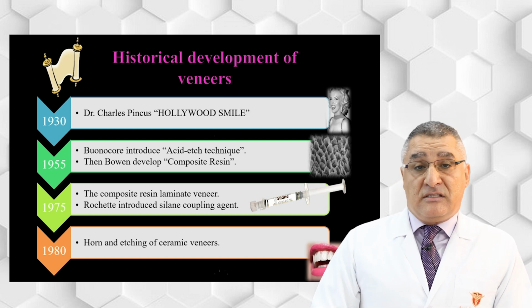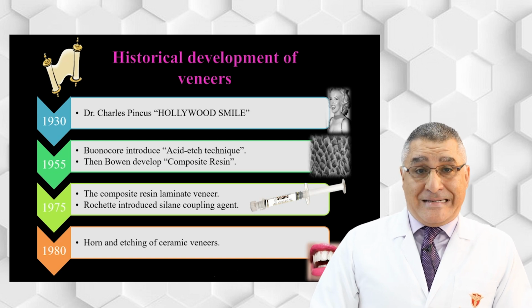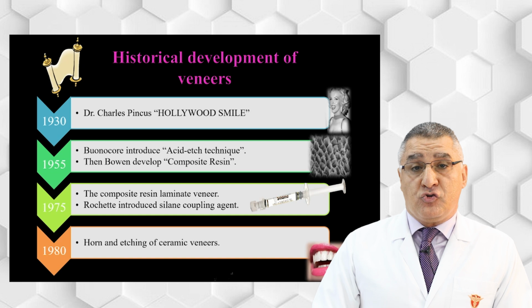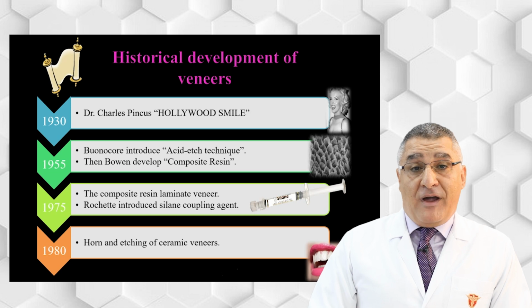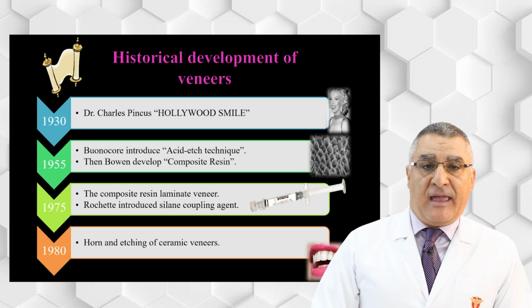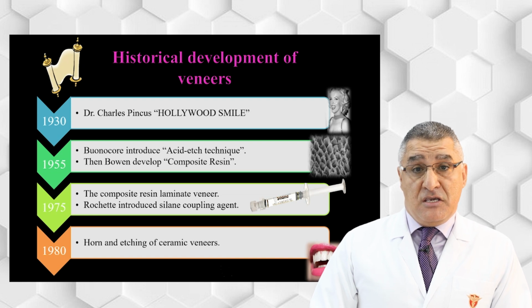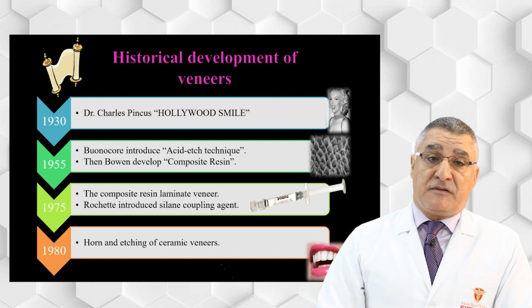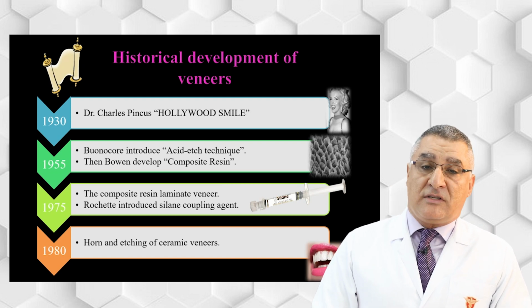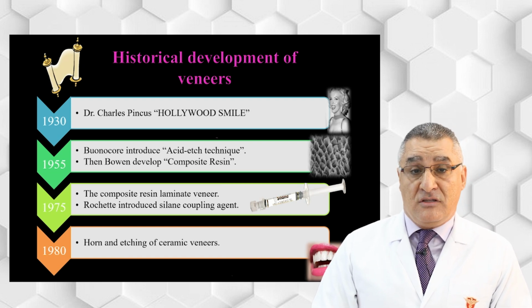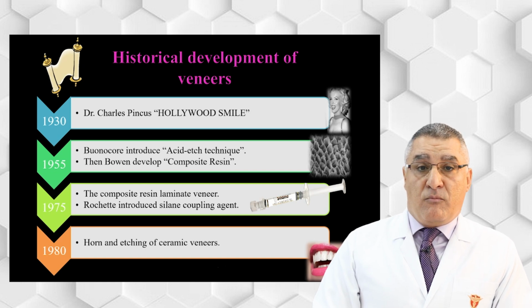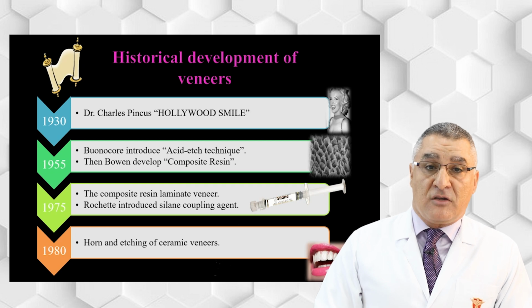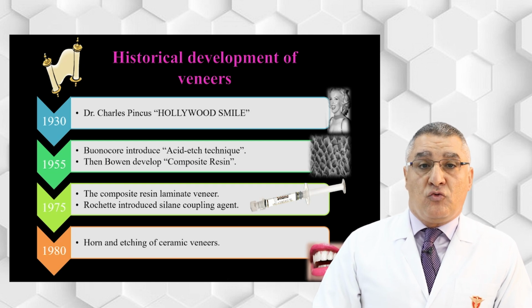In 1975, the composite resin veneer was introduced, and also Rochette introduced the silane coupling agent, which provides a chemical bond between the ceramic and the resin. In 1980, Horn did extensive research about etching of the ceramic with hydrofluoric acid and using a silane coupling agent, and his research showed that the bonding of silane coupling agent with etched ceramic improved the bond between the resin and ceramic to be much more than bonding to etched enamel.